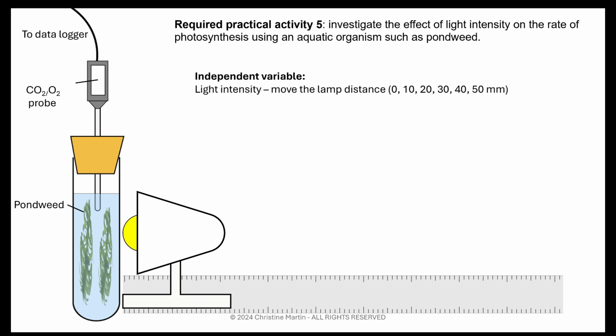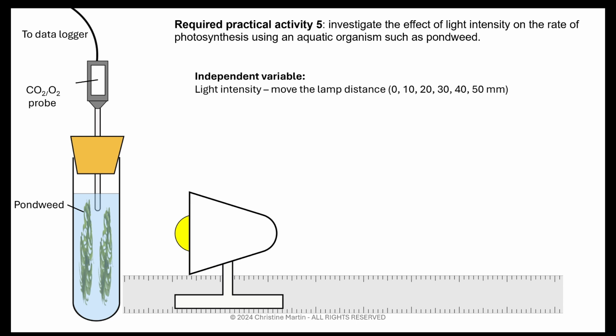So the first thing you need to think about is, what is my independent variable? Well, in this question, they've told me that I'm investigating the effect of light intensity. So therefore, my independent variable is light intensity. Now, if I'm asked to describe this in the exam, I should always make sure that I give them some value. So I'm going to move the lamp different distances. I'm going to give them 5.